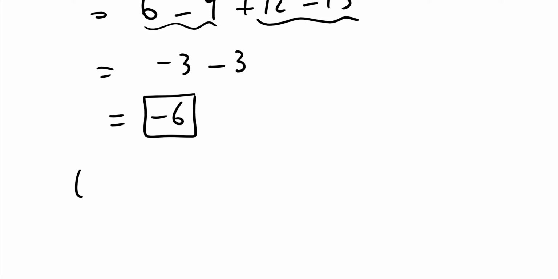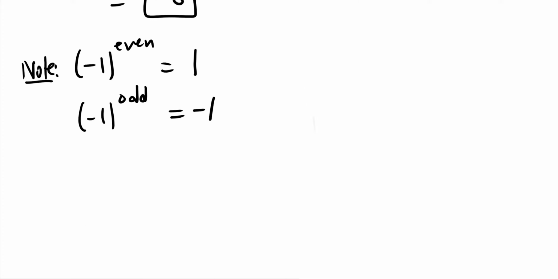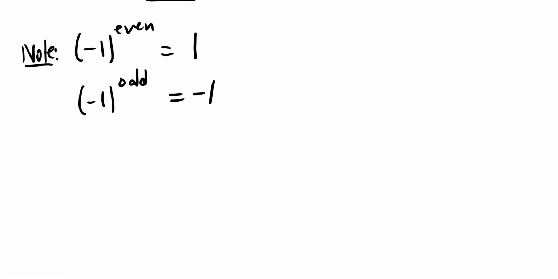Recall from last section, let me write it as a note: negative 1 to any even power is always positive 1, and negative 1 to an odd power is always negative 1. Now, can we go backwards? If they give us the sum, can we write it using sigma notation?